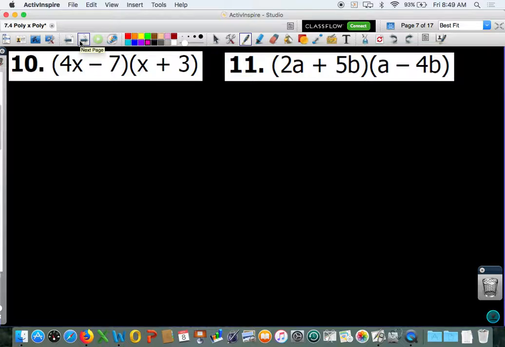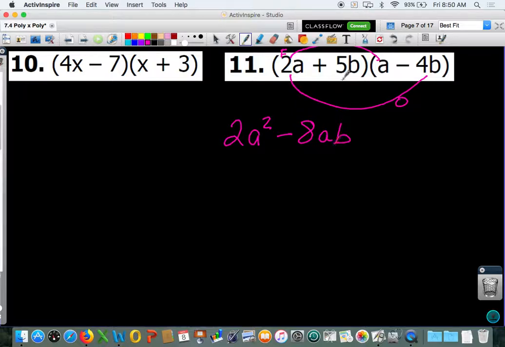Number 11. This time we have two different variables. You're going to do the same thing; your answer is just going to look a little bit different. So, again, start with your F, your first times first. So, 2a times a would give you 2a squared. 2a times negative 4b, that's your O, that would give you negative 8ab.